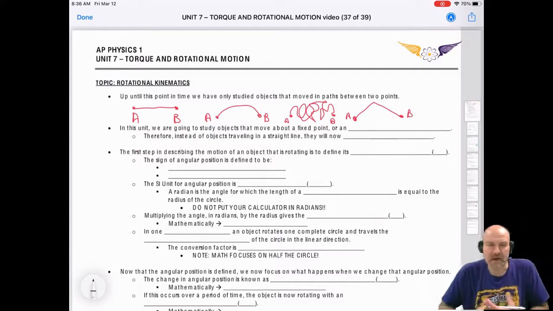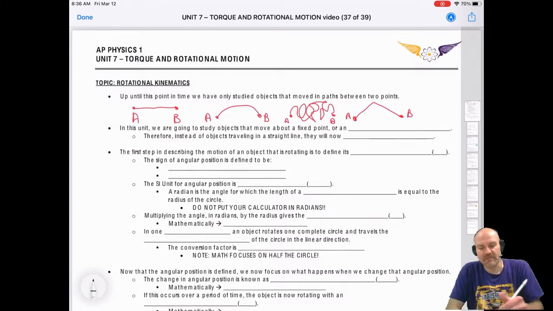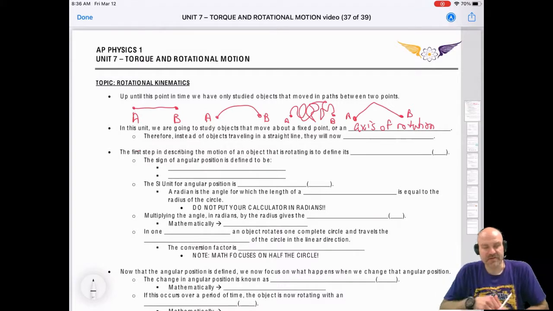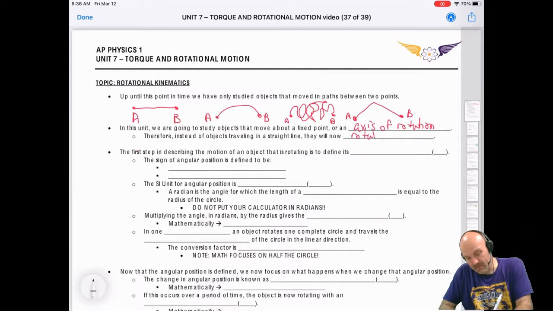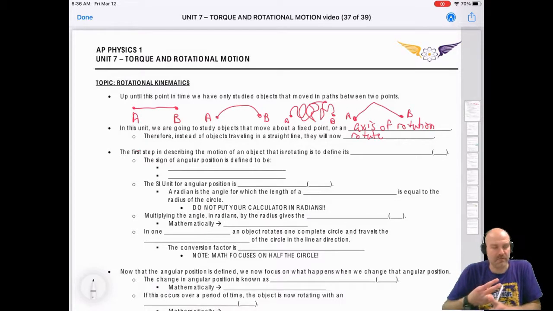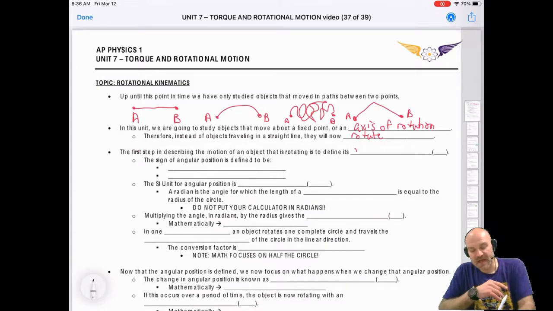Okay. But what we're going to do now is fix the axis of rotation. We're going to move things around a set point that we call the axis of rotation. And therefore, instead of objects traveling in a straight line, they will now rotate. Instead of doing this, they're going to spin. It could be Earth, it could be a merry-go-round, it could be any kind of amusement park ride. The first step in describing motion, just like we did with Unit 1, the linear motion, is that we're going to define what is known as angular position.